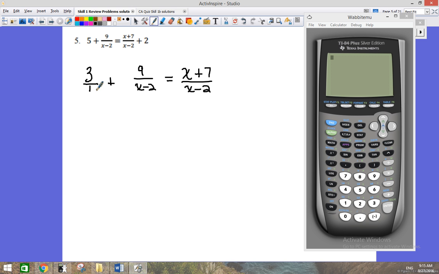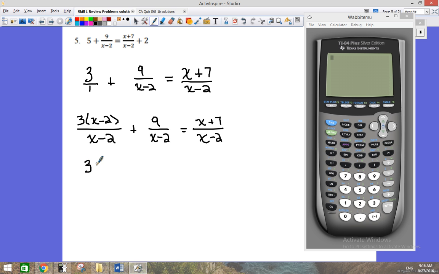So we can see that we need a common denominator of x minus 2. If we multiply this first term by the number 1, but write 1 as x minus 2 over x minus 2, now all of these denominators are x minus 2. And if you multiply every term by that least common denominator, then all the denominators will be cleared, and we'll just have 3 times x minus 2 plus 9 is equal to x plus 7.